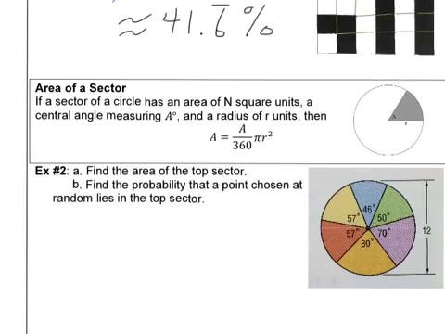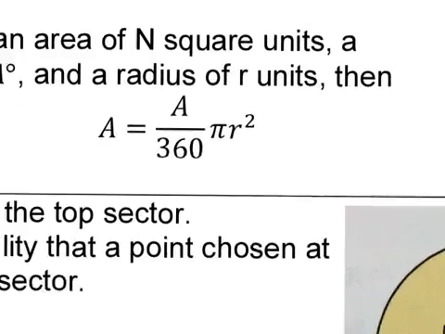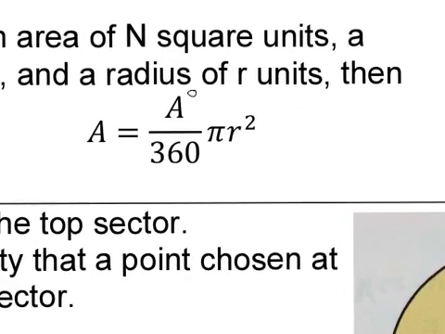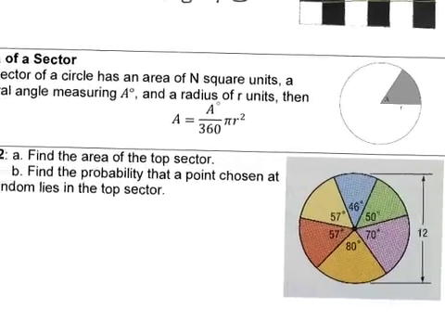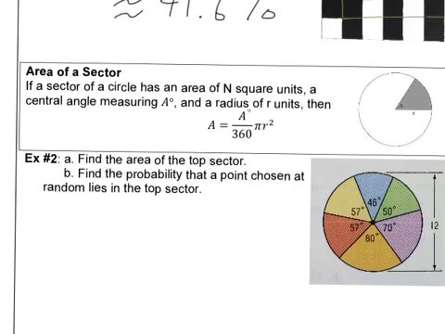This one tells us how to find the area of a sector. And a sector is like a pizza slice of a circle. And all we need to do is take the central angle and put it over 360 degrees. And then multiply that by our formula for the area of a circle, pi r squared, and we'll get some portion of the circle, right?